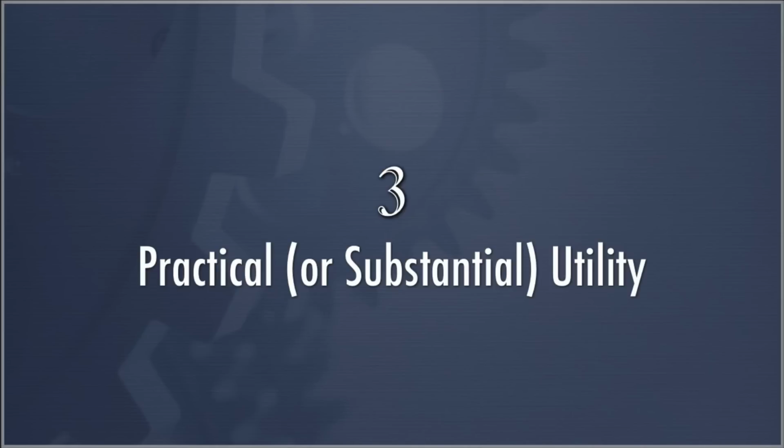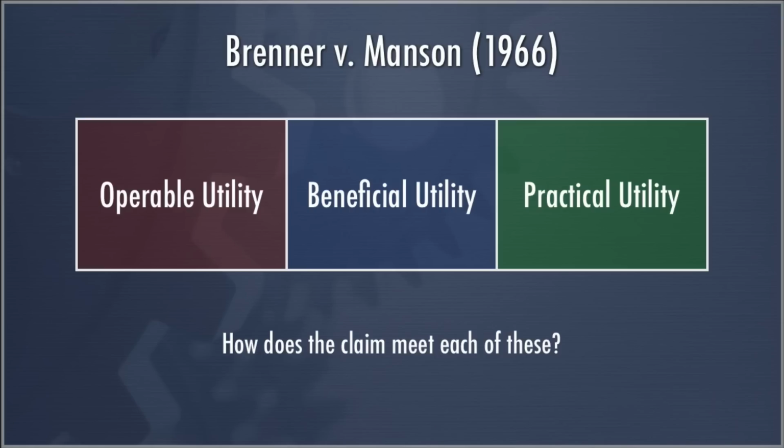Okay, next we're going to talk about practical or substantial utility, which is really where the rubber meets the road, the real heart of the utility requirement in the patent law. The key case here is Brenner versus Manson, which is a Supreme Court case from 1966. The claim here was a process for manufacturing a chemical compound. The issue was that at the time they filed for the patent application, they did not know of any particular use for this chemical compound.